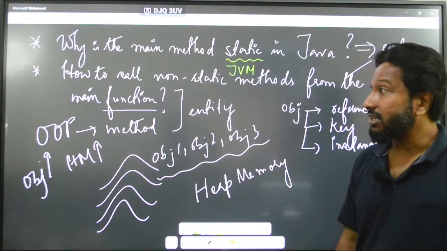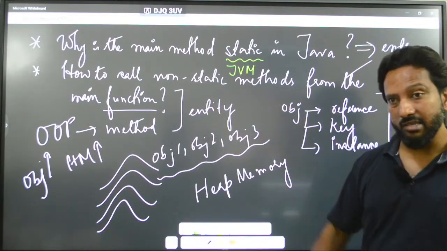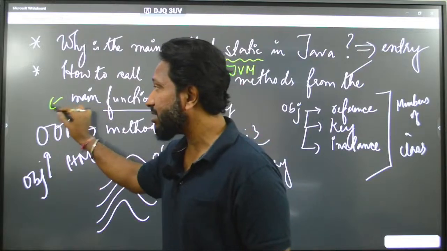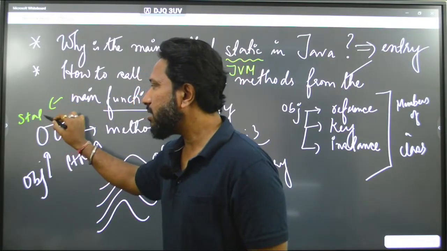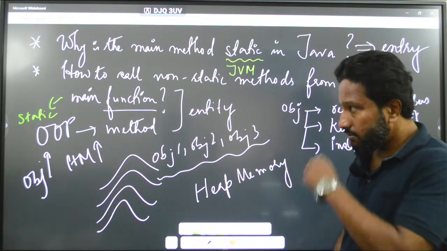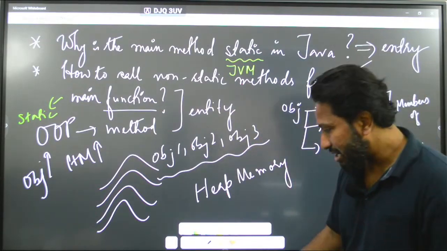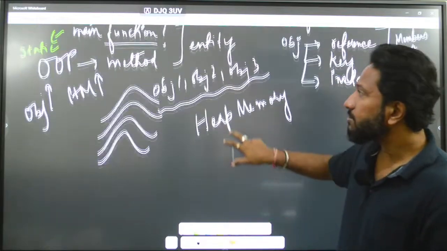Then comes the question, how to call non-static methods from the main function, because the main function is static, correct? How do you call a non-static function? How do you do it? So the first way to do it is something like this.